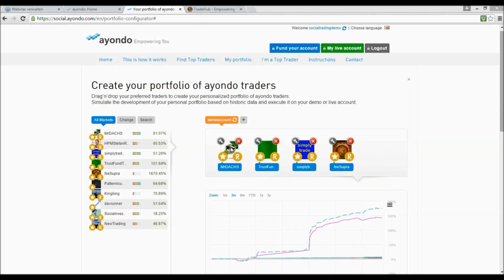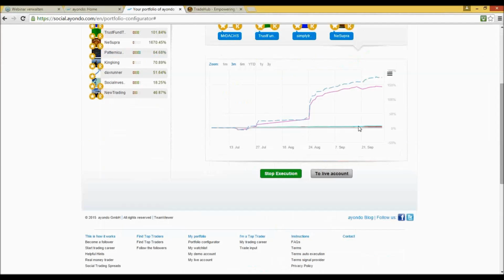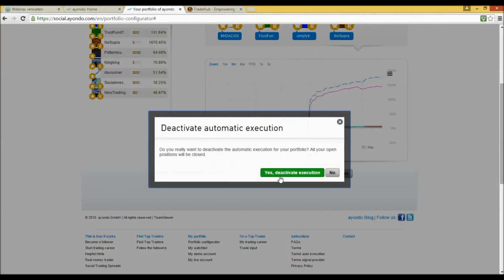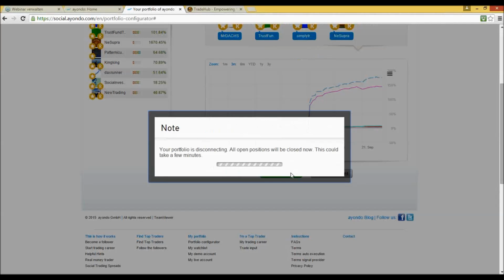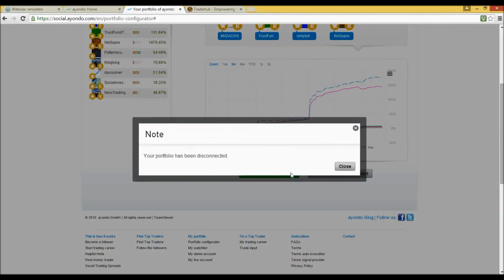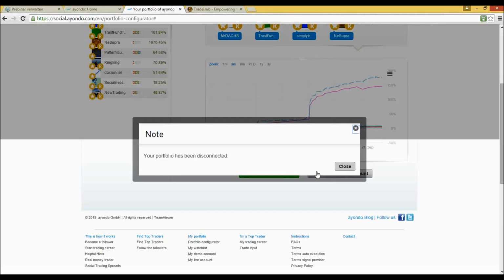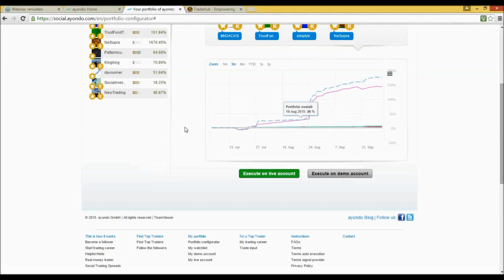Again, as we saw earlier, the best way to actually demonstrate how much of your account is allocated to each trader is by showing you. So let me just close off my existing trades. Let me stop the execution first of all. I'll deactivate the execution, so it's going to close all my trades. So let me show you there.